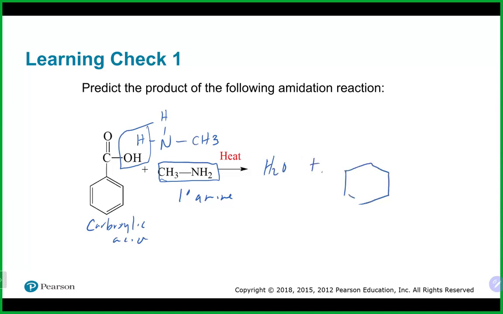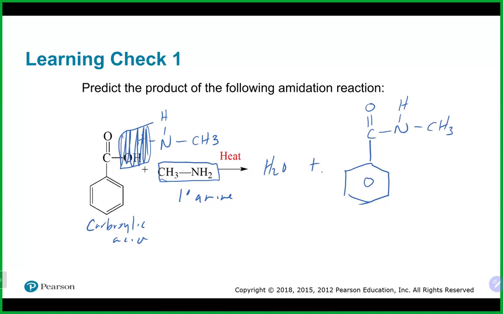So I've got a benzene ring happening. I've got a carbon with a double-bonded oxygen. I clearly got rid of this at this point, so I'm going to make my connection there, and I should end up with something like that. Any questions on that?